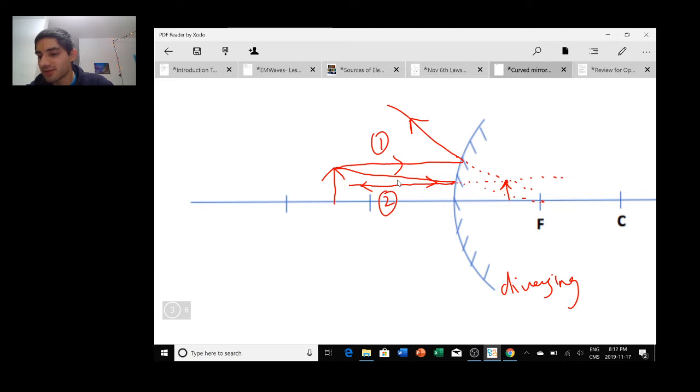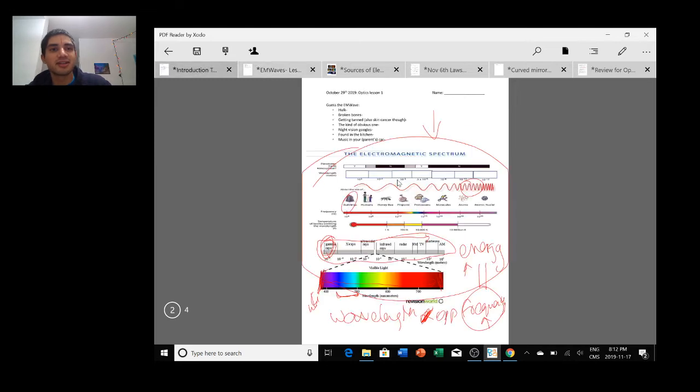Do we have to label the EM spectrum? Label the EM spectrum? I'm going to say no.